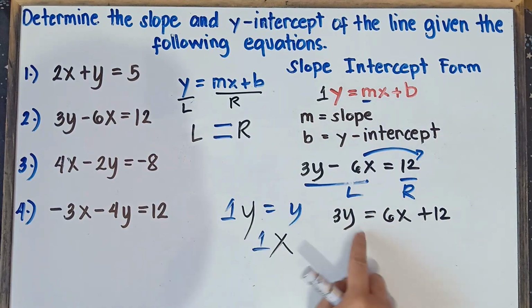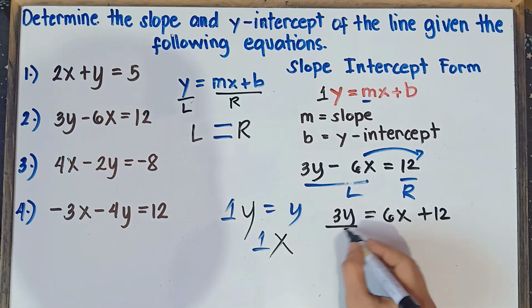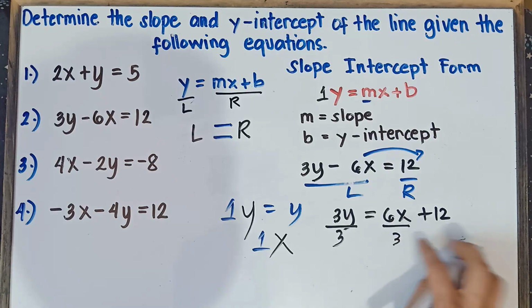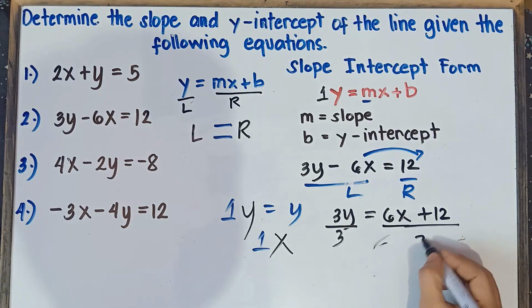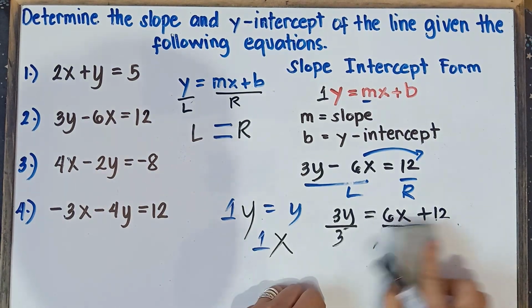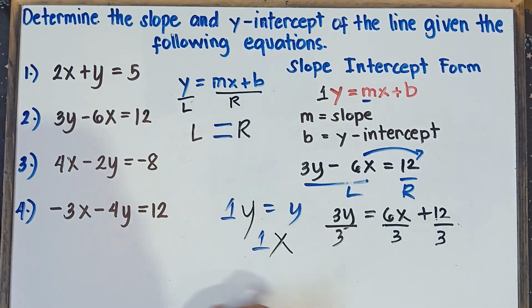Since we have 3y, we need to have 1y, so we need to divide both sides by 3. We can divide the whole equation by 3, or we can do it separately, because this is 2 terms. So we divide this one by 3, and we can cancel this out.